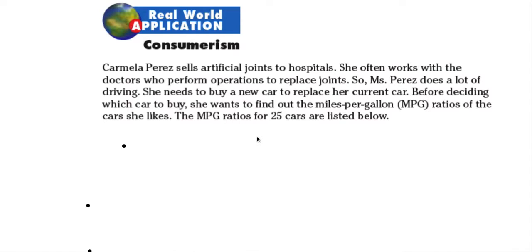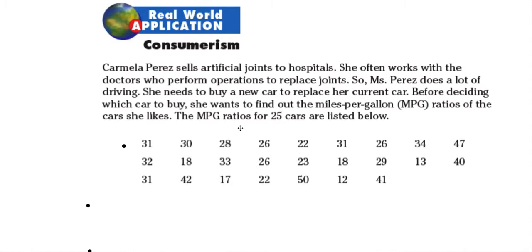So Miss Perez does a lot of driving. She needs to buy a new car to replace her current car. Before deciding to buy a car, she wants to find out the miles per gallon, or the MPG ratios, of the cars she likes. MPG ratios for 25 cars are listed below. Here they are. Now the question is, why are they called ratios if it's not a fraction?